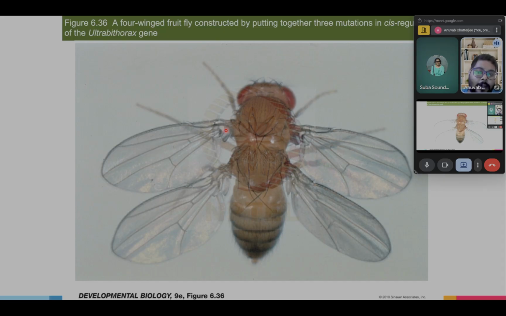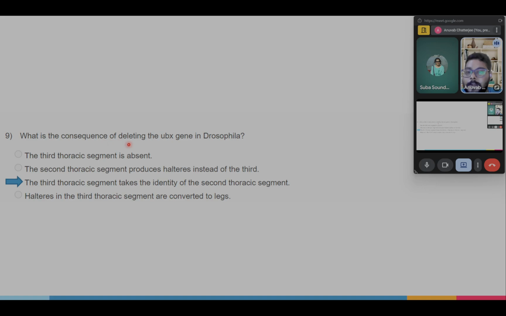So you have four wings instead of two, because now this T3 region, which should have only formed legs, also forms wings. So what is the consequence of deleting the ultrabithorax gene in Drosophila? The third thoracic segment takes the identity of the second thoracic segment. Okay?